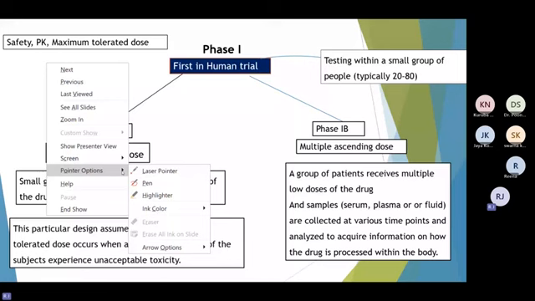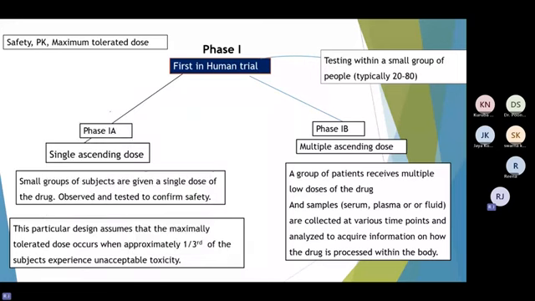Maximum tolerated dose. Now, what is safety? Everybody knows what safety is because it's a general term, right? Safety means whether it is harmful to the human body or not. Then PK means absorption, distribution, metabolism, and excretion. Then third is MTD, maximum tolerated dose. So maximum tolerated dose is nothing but it's telling how much dose a person can tolerate. Okay.